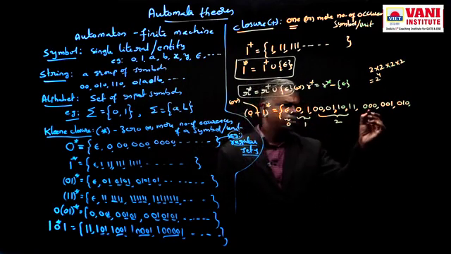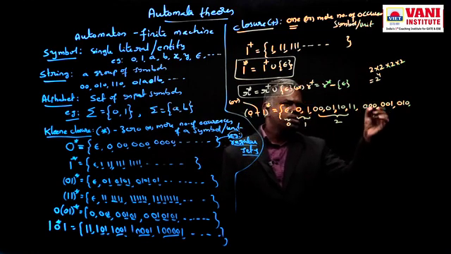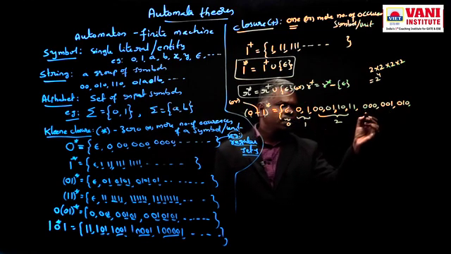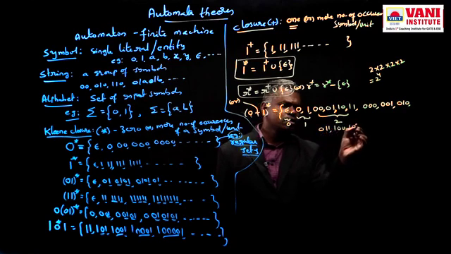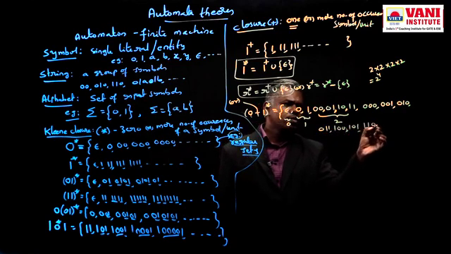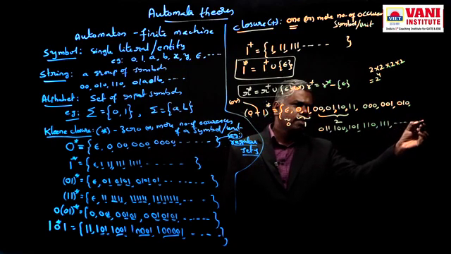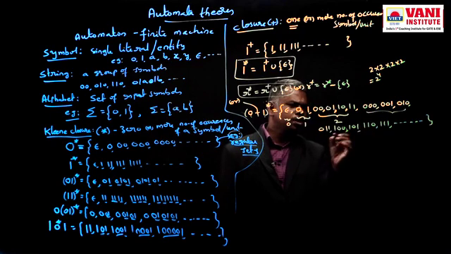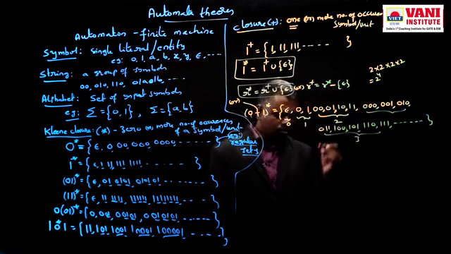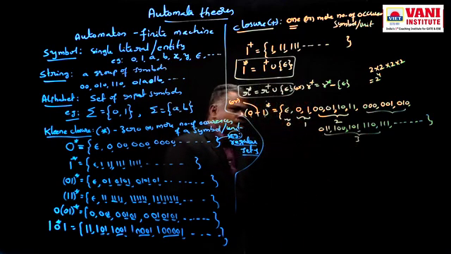Therefore, you can simply write the binary strings of length 3. Obviously, you will get 8: 000, 001, 010, 011, 100, 101, 110, 111, a total of 8. Like this and so on up to infinity: length 3, length 4, length 5, length 100, length 1 lakh, length 1 crore.